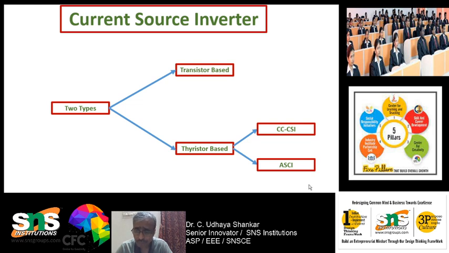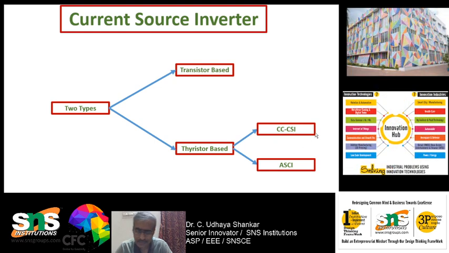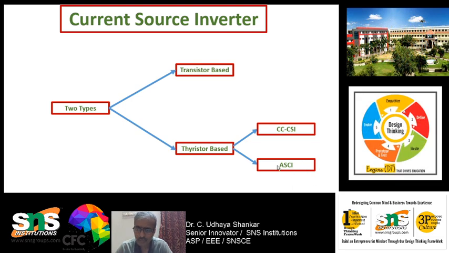Okay. So in case of transistor based, there is no further type, whereas in case of thyristor based there are two types. One is the CCCSI. What is the CCCSI? That is capacitor commutated current source inverter. The next one is ASCII. In short, it is called auto sequential current source inverter. So it is in short called ASCII. This is CCCSI, the capacitor commutated current source inverter.